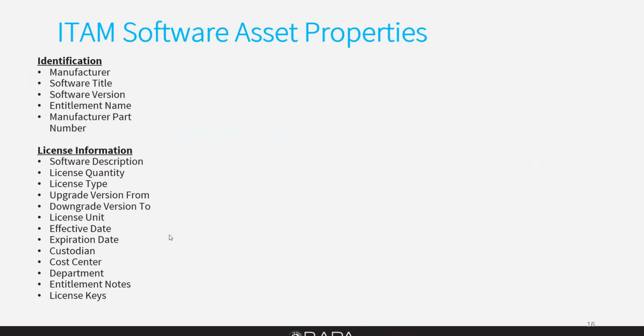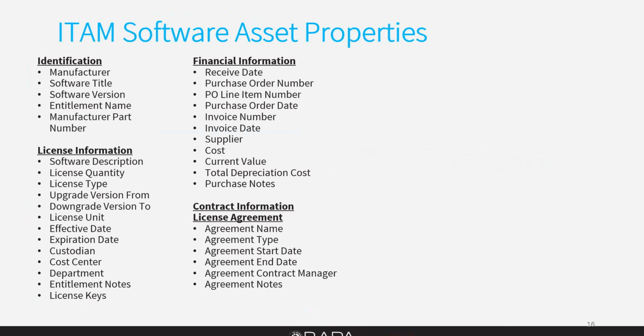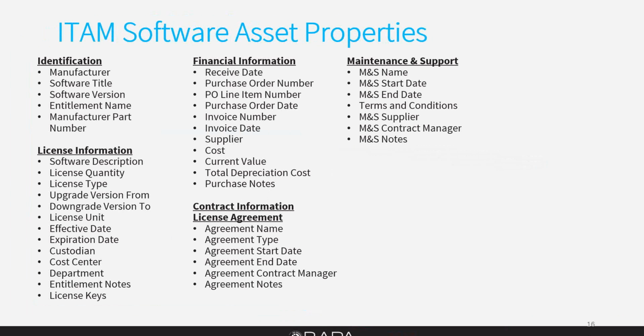Cost center information, department information, license keys, all that stuff goes towards the license. The financial information is also important to be able to validate that you've bought and that you own the software that you've purchased. So POs, invoices, suppliers, cost, current value, depreciation, and so on. Agreements, so the overall license agreement, maintenance and support that's tied to it as well. This is information you will keep track of.